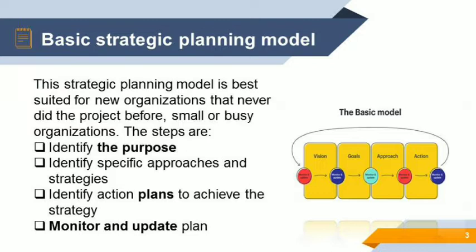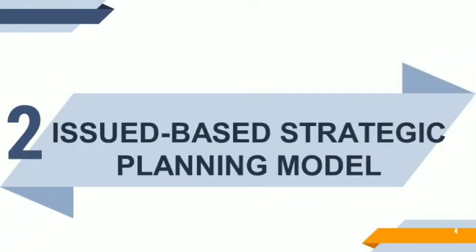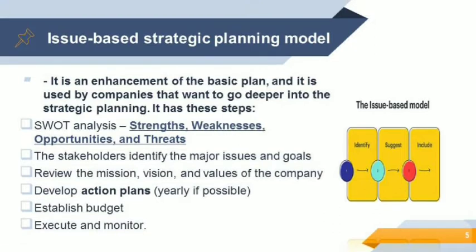And lastly is monitor and update plan. Of course, we need to monitor and update our plan because we could identify if there is any progress with it. The second planning model is the issue-based strategic planning model. Issue-based strategic planning model. It is an enhancement of the basic plan and it is used by companies that want to go deeper into strategic planning.